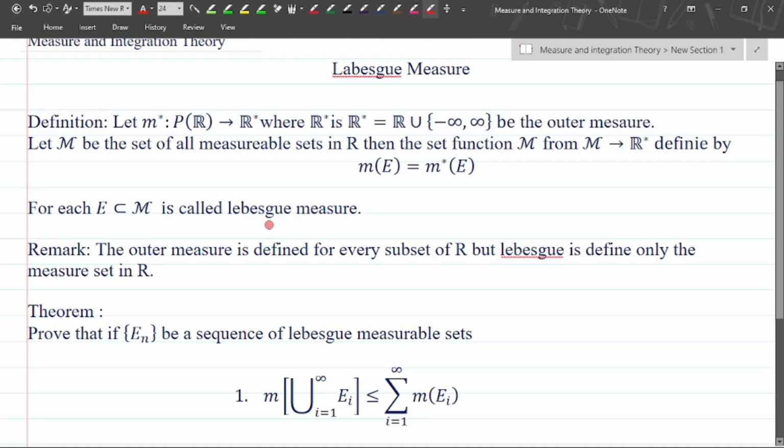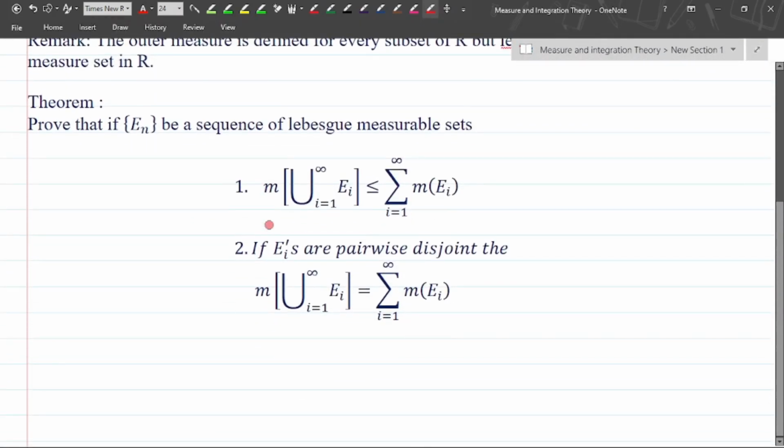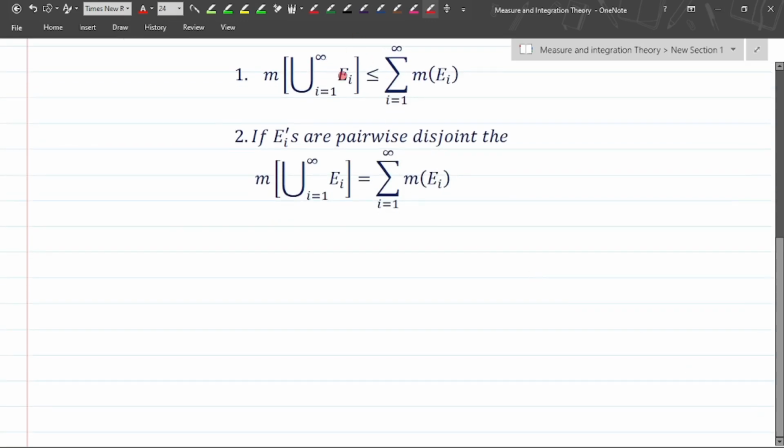So how can we prove it? Let us proceed with these results. The measure of the union of Ei, i from 1 to infinity, which are subsets of the real numbers, is less than or equal to the summation from i equals 1 to infinity of the measure of Ei. This property is known as countable subadditivity.